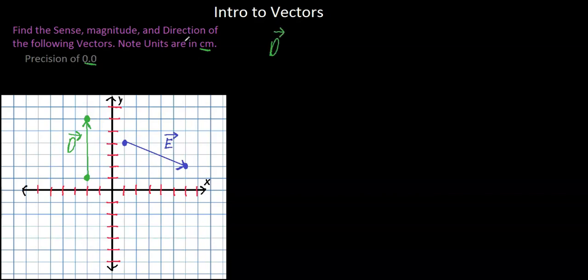We need to find its sense, its magnitude, and its direction. Let's start with its sense. Its sense is just going straight up. What about its magnitude? Since it's going straight up, there isn't really anything to calculate. The magnitude is just how far it went. At 5, we said centimeters. The magnitude is just 5 centimeters.